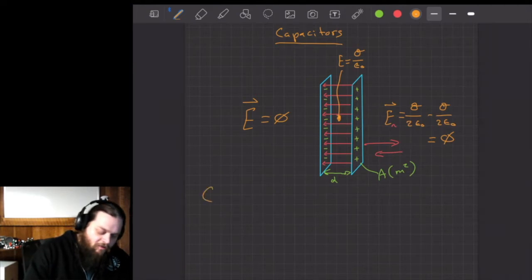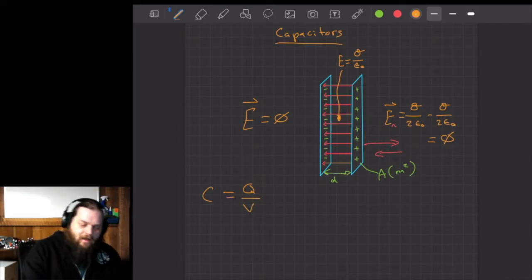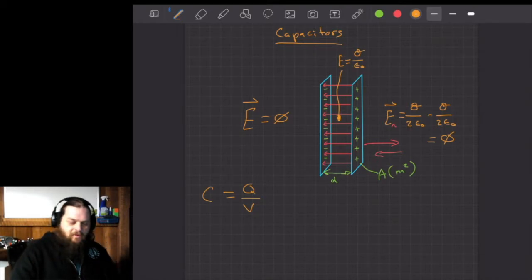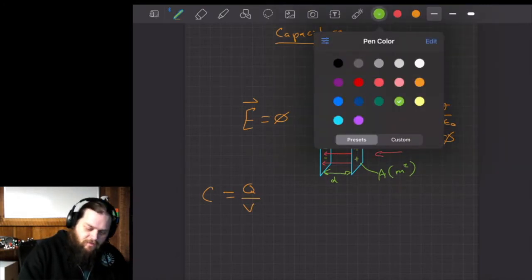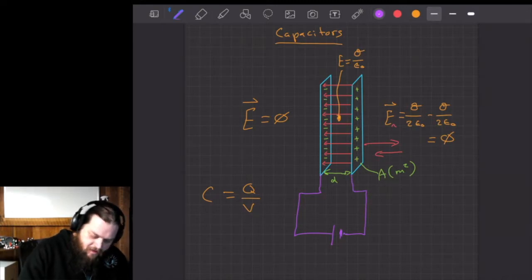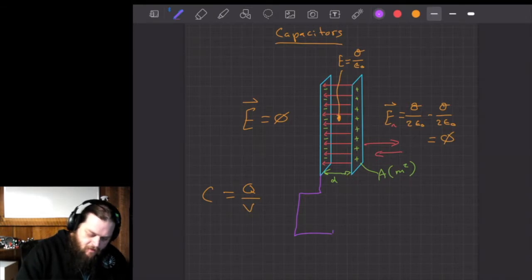And we can define a relationship that capacitance is equal to the charge of the plates divided by the voltage potential difference between them. And for every point along these two plates, they're going to have the same potential voltage between them. To get the charge on there, we connect them up to a circuit where this side over here is our negative side, this side over here is our positive side. Of course, I drew it backwards. This is going to be our negative side, and this is going to be our positive side.